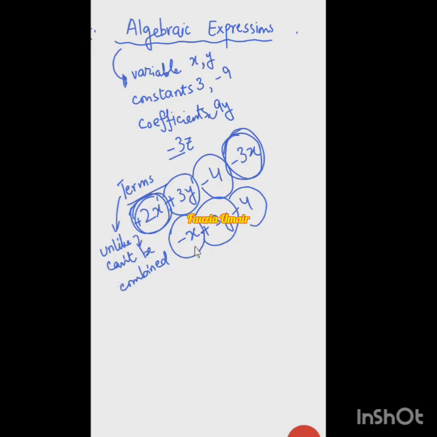If I'm writing it like this, minus 2x plus 3x plus 7x, these are apparently three terms, but actually we can combine them and write them collectively: 7 plus 3 is 10, and 10 minus 2 is 8x. So this is a single term, right? Yes, ma'am.